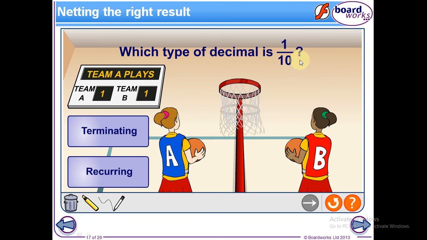1 out of 10. This is divisible by 2 and it's divisible by 5. Since it's divisible by both 2 and 5, then it is terminating. Yippee. Next question. This is divisible by 2, 3, and 5. What? Why are you so cruel? Because this is divisible by 2 and 5, that will fit in as terminating. It's also divisible by 3, and that will fit in as recurring.